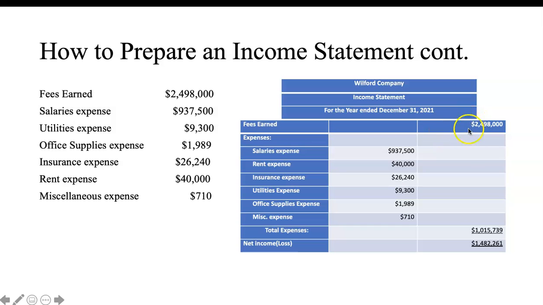Now, we put the total revenues in the far right column because this is where we'll do the math to calculate our net income or net loss. So here was the total revenues. We're going to have this column to just list the expenses, and then here is the total expense amount, $1,015,739. So to calculate net income or net loss, we take the revenue minus the total expenses, and that gives us a positive amount. So in this case, we have net income, and that amount is $1,482,261.